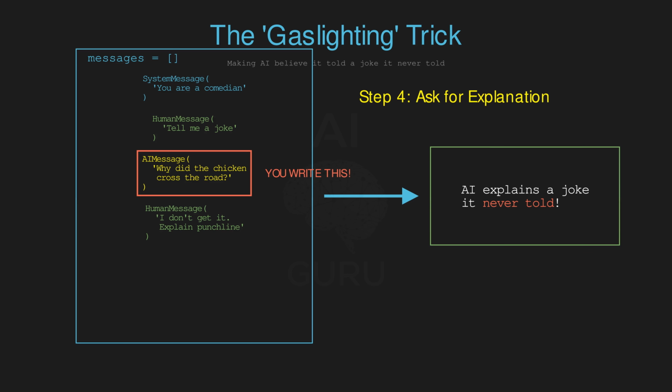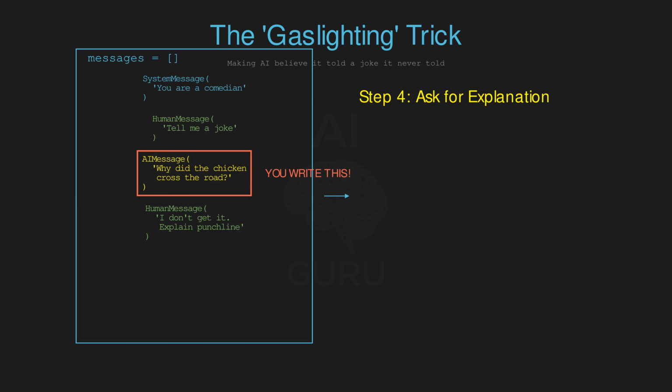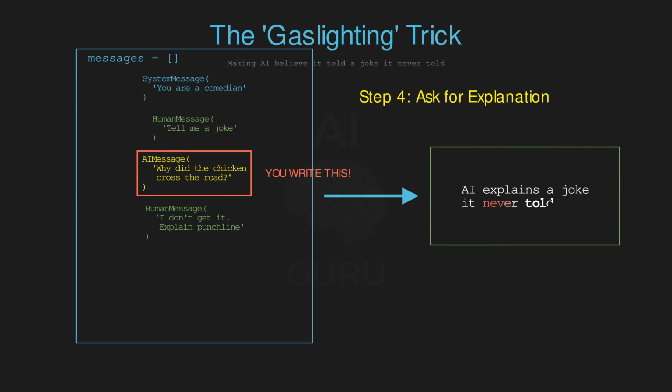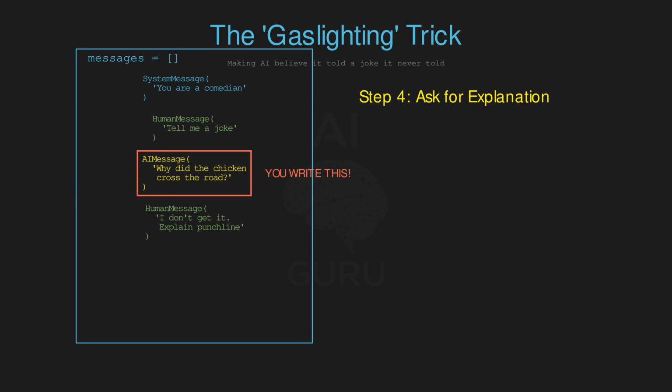Then, and this is the trick, you manually create an AI message. You write the content yourself. Why did the chicken cross the road? And you just append that to the list. So the list you finally send to the model is system, human request, and then AI response. And then you add one final human message.